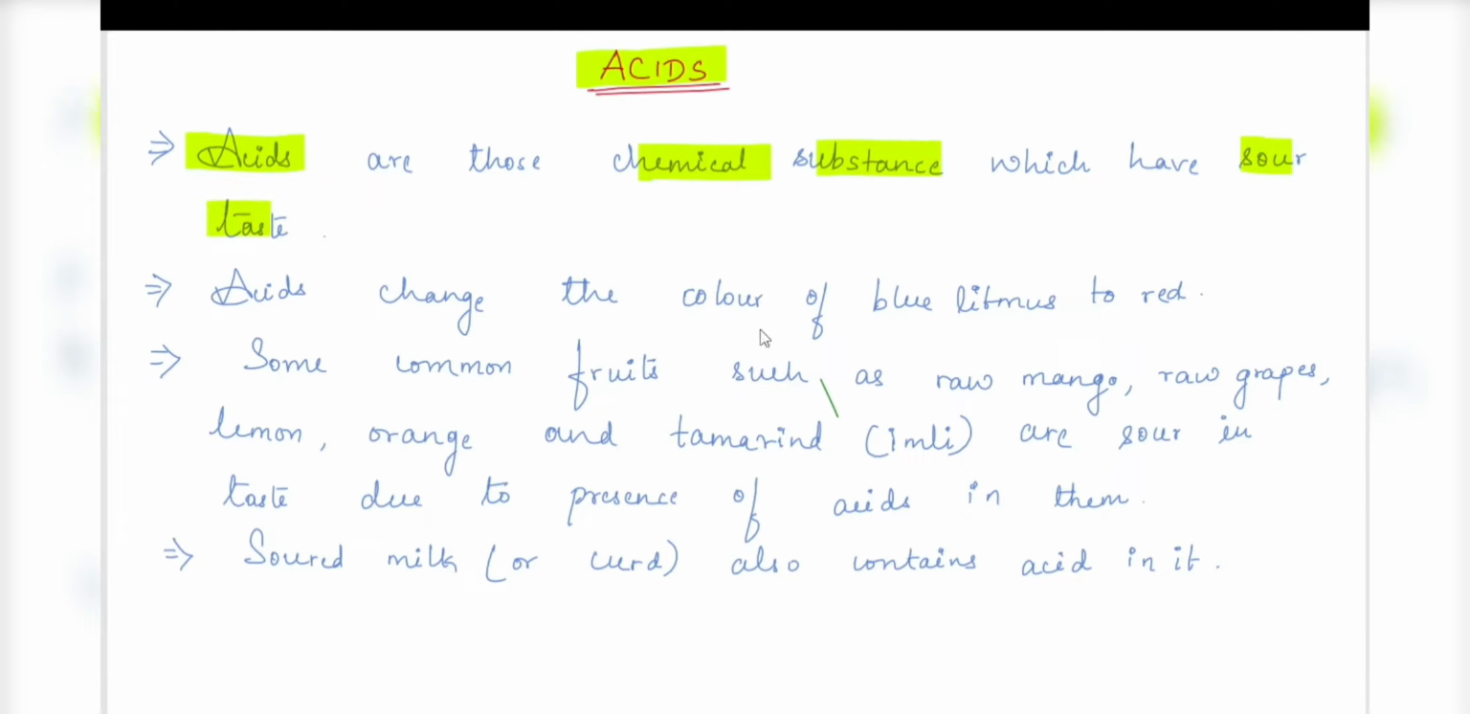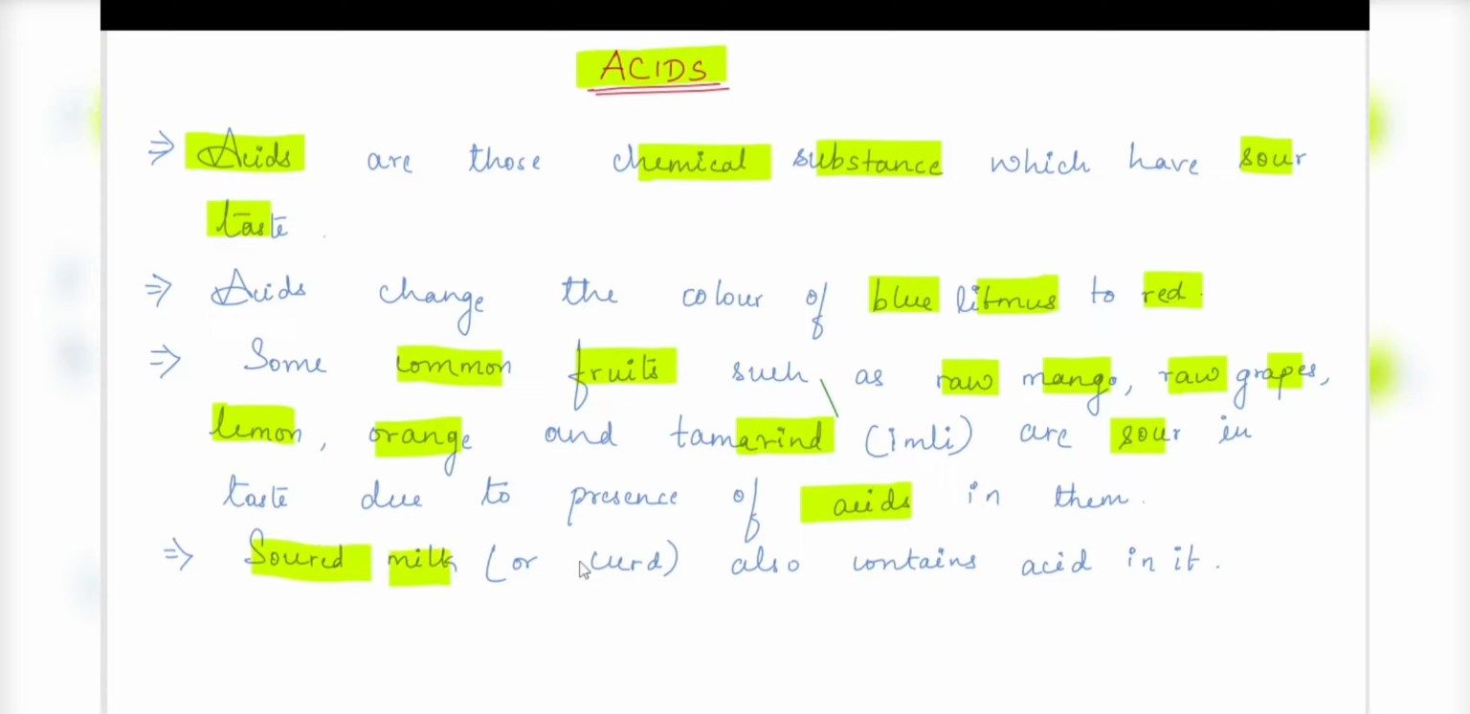And we know the color change the acid gives with litmus paper is it will turn blue litmus to red. We know some common citrus fruits like raw mango, raw grapes, lemon, orange, tamarind. All of these are sour in taste because of the presence of acids in them. Even our soured milk or curd also contains acids in them. So we can conclude that acids are those chemical substances which have a sour taste.